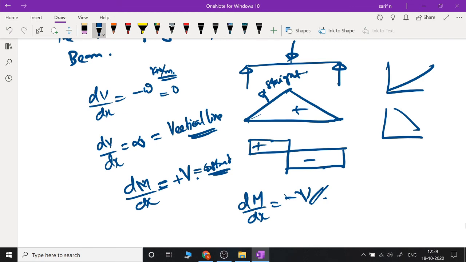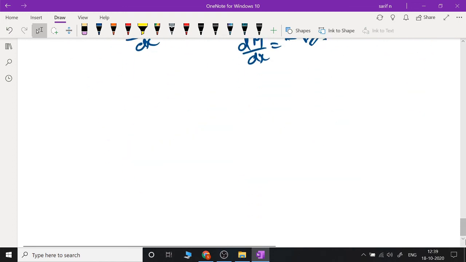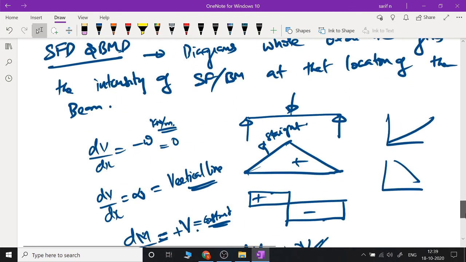Okay, so hope you have understood it. Now what we will be doing is we will be seeing some examples on how to draw shear force and bending moment diagrams for different cases.